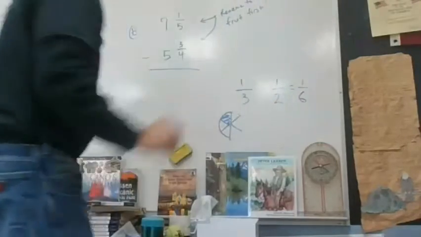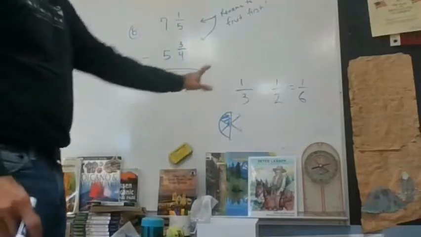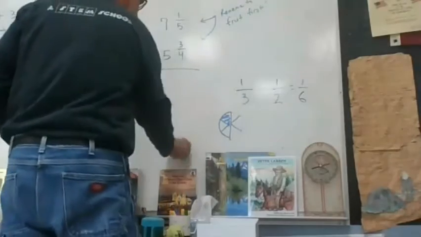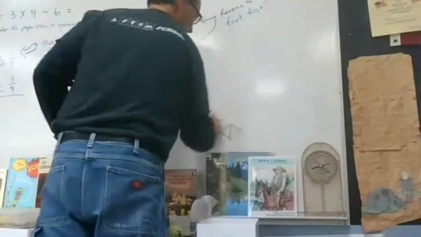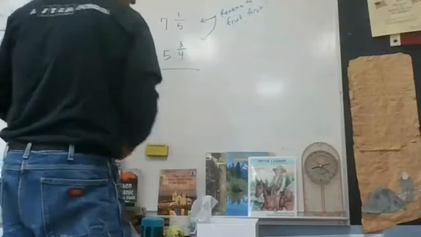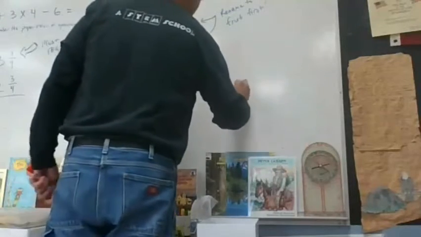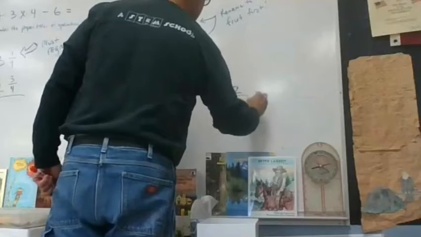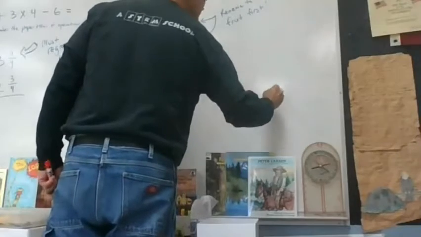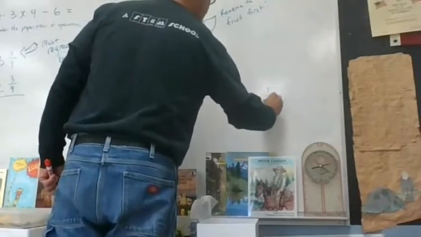The only thing we have to do when we multiply with fractions at the end is simplify the fraction if it's not in its simplest form. So let's do another. Let's say I have 2/5 times 1/2.